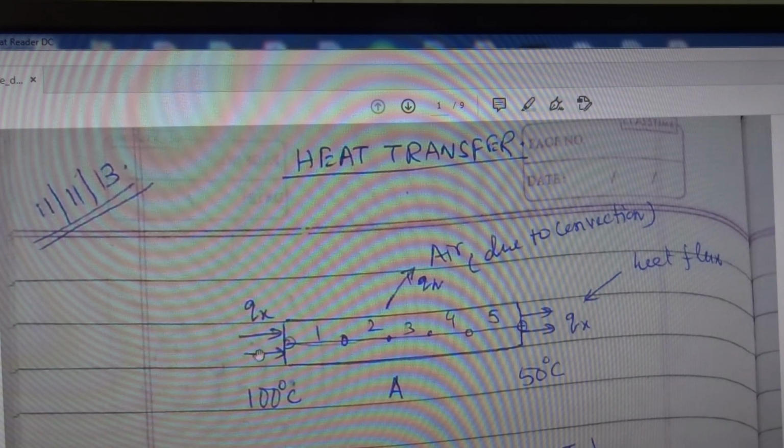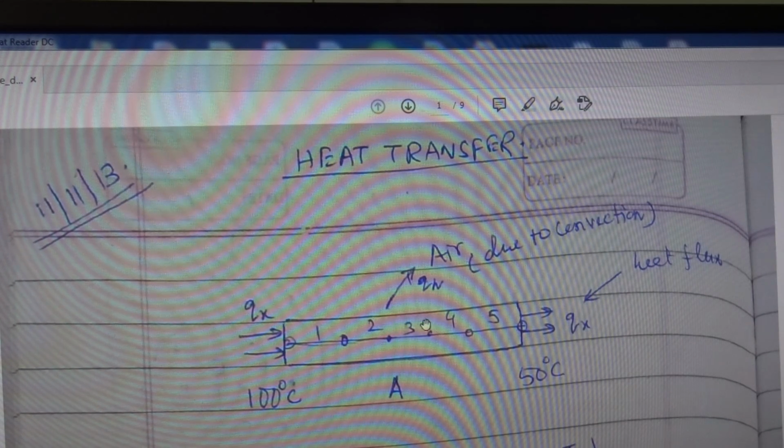There is a heat transfer. Heat Qx is used to denote the heat flux. Heat flux Qx at this end. Suppose this is at 100 degrees and this one is at 50 degrees. So if there is no heat generation inside, then the Qx is coming in this direction, and Qx is constant through these directions.